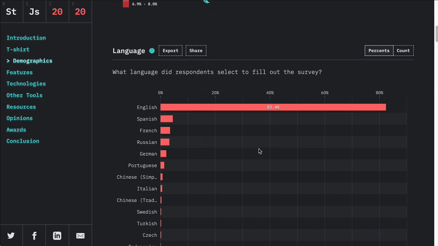This is the first year that I've actually translated in multiple languages, I believe. And so from here on, I think that will become better. We'll get more languages being represented in the survey itself.